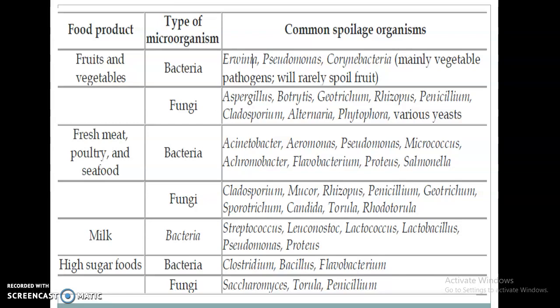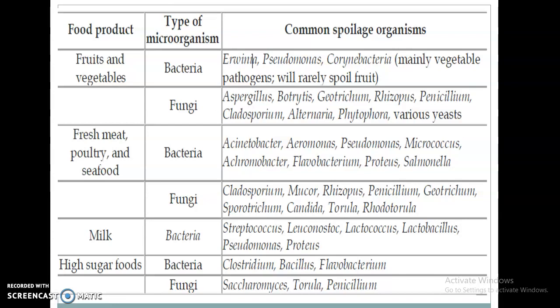Okay, the second group is the fresh meat, poultry and seafood. The type of microorganism which spoils this fresh meat, poultry and seafood is bacteria, with examples including Acinetobacter, Aeromonas, Pseudomonas, Micrococcus, Achromobacter, Flavobacterium, Proteus and Salmonella.